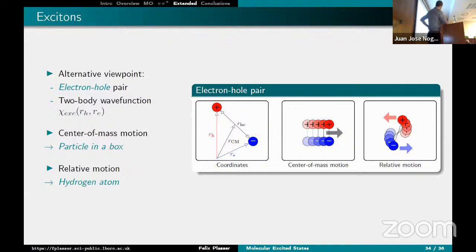And then you can either have the whole neutral quasi-particle moving in space, the center of mass motion, and this we can think about as a particle in a box. A neutral particle moving around, scattering around the molecule. And then we can have the relative motion between the electron and the hole, and we can think about this like a hydrogen atom, with an effective dielectric constant and mass. So as we already had, Rydberg states are a bit like hydrogen atoms, and excitons are also a bit like hydrogen atoms. So it turns out that these basic models describe lots and lots of physics.